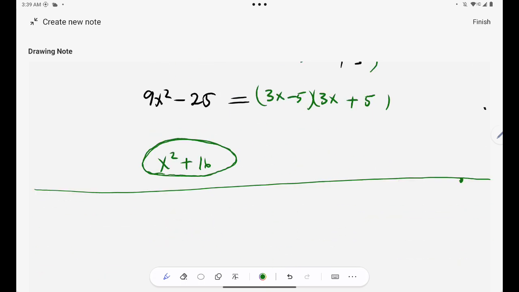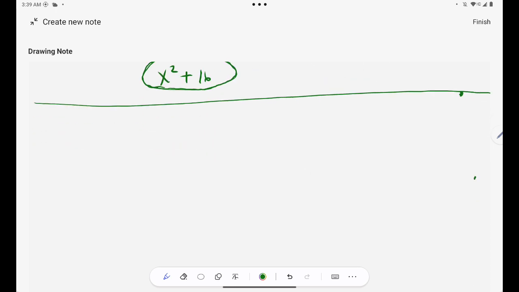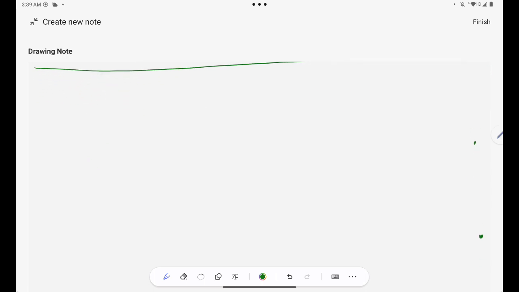Now let's try to solve for x in quadratic equations. There are steps of solving for x. Please write them down.